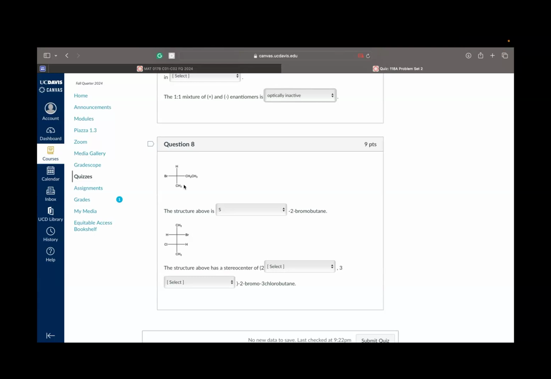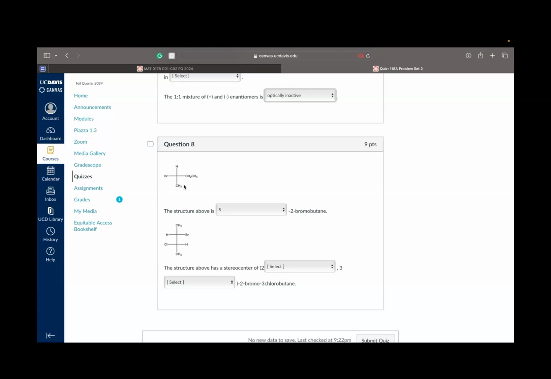But that's not going to be always correct, because the example that is not always correct is when the lowest priority group is on the flat bond sometimes. Okay, flat bond. So just think about the lowest priority group always. If it's a wedge, flip it. If it's a dash, do everything normally. Don't have to flip anything. If it's a flat bond, you have to do some more stuff, but I'll show you that later.